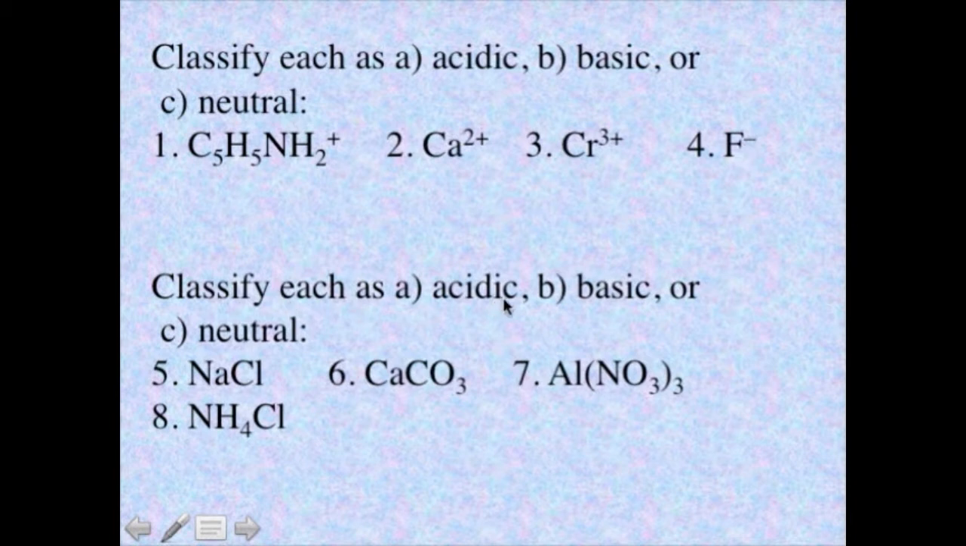Again, classify each as acidic, basic, or neutral. Sodium chloride, neither the sodium ion nor the chloride ion is going to react with water one way or the other. It will form a neutral solution. Calcium carbonate, the calcium has no effect, but the carbonate is a weak base and will form a basic solution. Aluminum nitrate, the aluminum ion is a small, highly charged metallic ion which will react to form a slightly acidic solution. Ammonium chloride, the ammonium ion is the conjugate acid of ammonia. It will react in water to form a small amount of hydronium ion. So the solution will be slightly acidic.